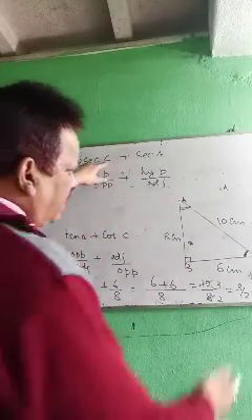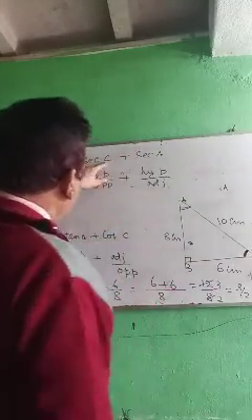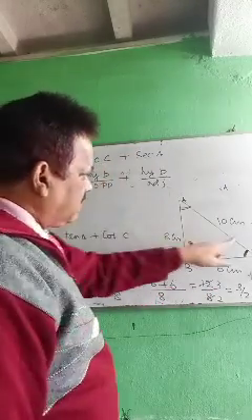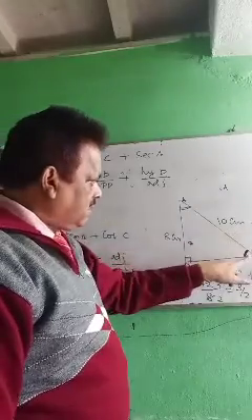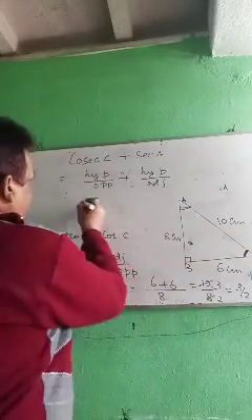Cosec C, the angle you are taking. Hypotenuse by opposite. Hypotenuse becomes 10, and C का opposite is 8. That means 10 by 8.